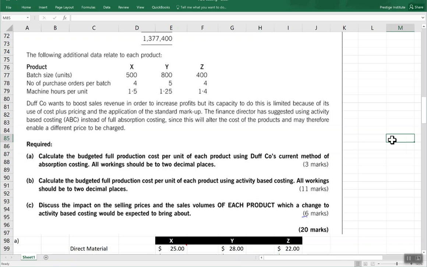We need to find the cost using absorption costing, and then calculate the budgeted full production cost per unit of each product using activity-based costing. All working should be to two decimal places. And then C, discuss the impact on the selling price and the sales volume of each product which a change to activity-based costing would be expected to bring about.